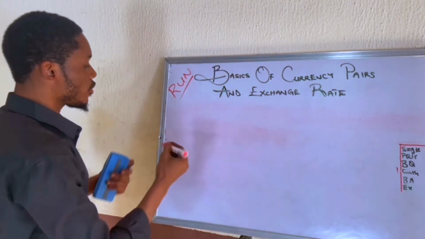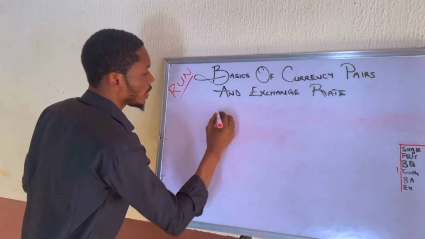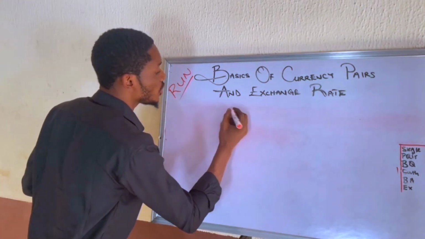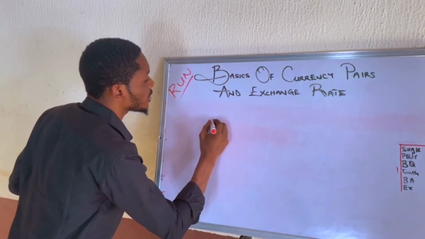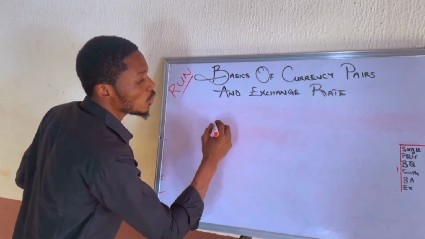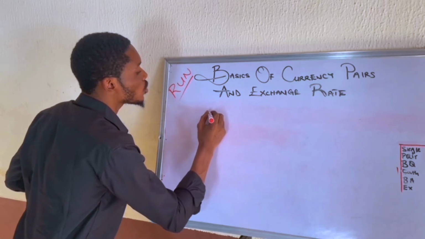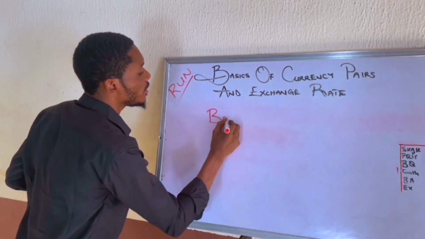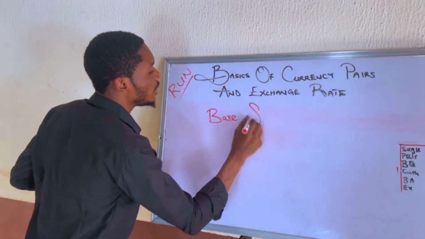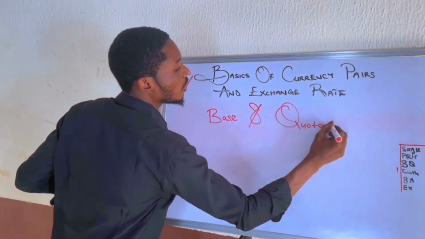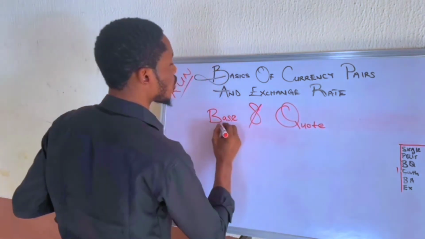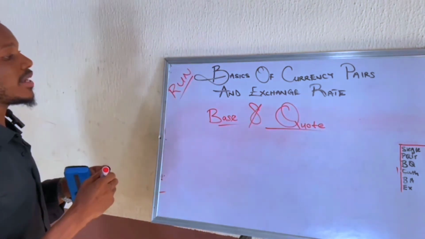So whenever you see this, now we are moving to the exchange rate, right? But before we go into that, let me write this down so you remember. So we have the base and the quote currency. Base and quote. Base and quote. Okay? You have the base and quote.